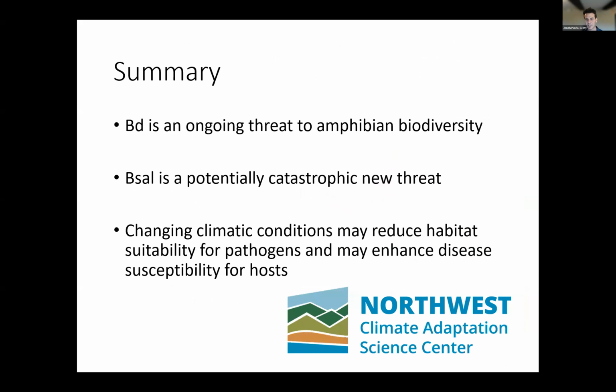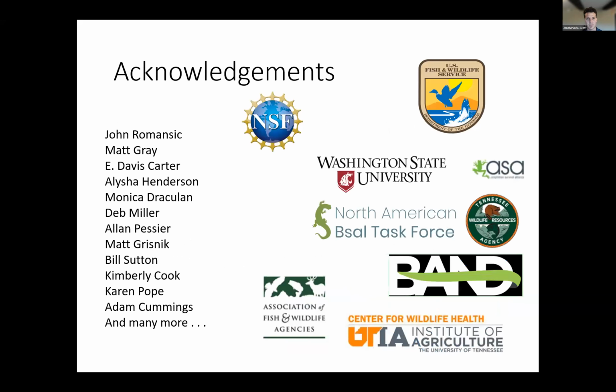So to sum everything up as much as I can, BD is an ongoing threat to amphibian biodiversity. BSAL is a potentially catastrophic new threat, and changing climatic conditions may reduce habitat suitability for the pathogens, but they may enhance disease susceptibility for hosts. And finding what real outcomes are for threatened amphibians given these sort of potentially counteracting effects is one thing we're doing as part of a new project funded by the Northwest Climate Adaptation Science Center. And tons of people and funding sources to acknowledge, and I probably haven't gotten them all on this slide, but I'm happy to take questions if there's time.